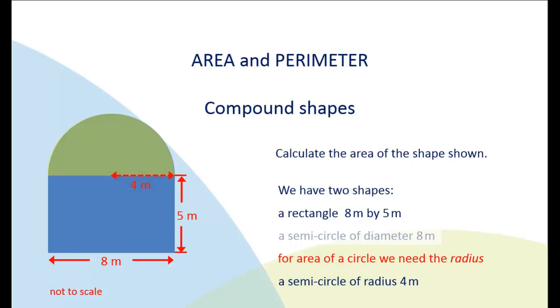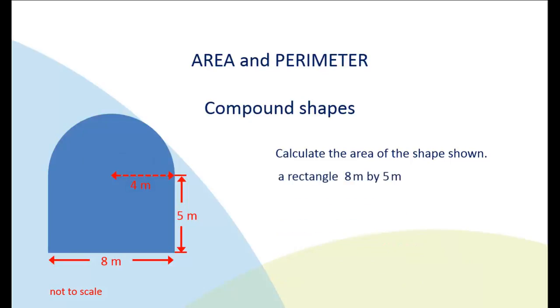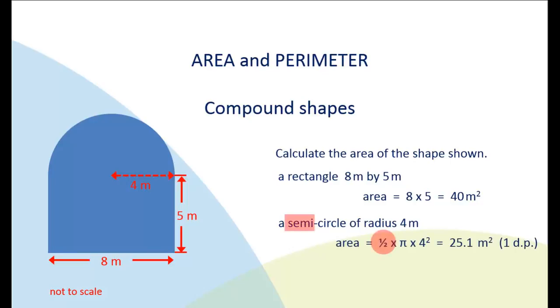So we've got everything we need now. Let's work out the area. So the rectangle, 8 meters by 5 meters. Well, the area of that is 8 times 5, which is 40 square meters. And then we've got a semicircle of radius 4 meters. Well, the area of a circle is pi r squared, so the area of a semicircle must be half times pi r squared. So in this case, half times pi times 4 squared, which comes out to be 25.1 square meters. Add them up, and we get the total area.